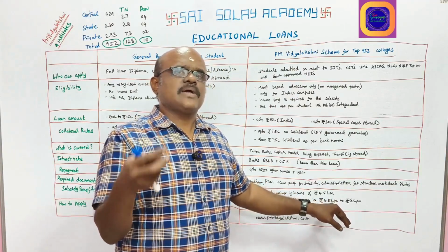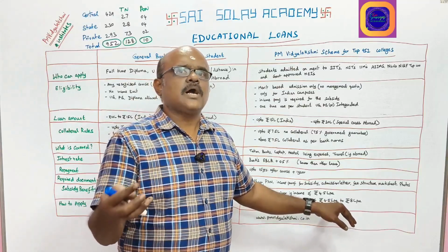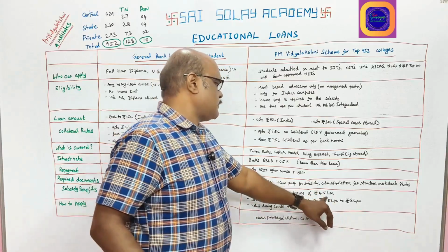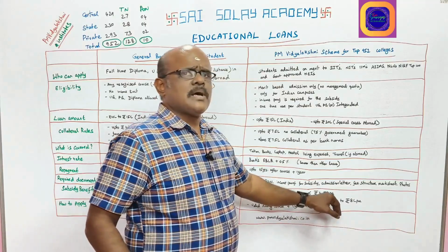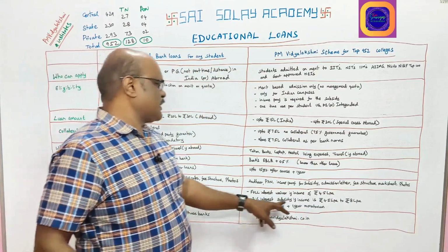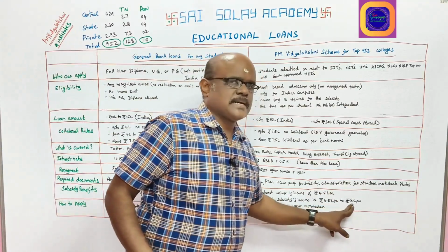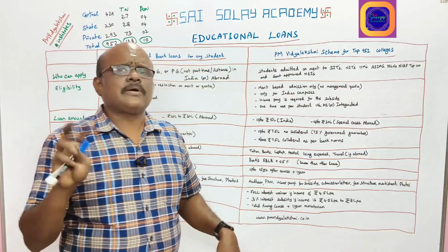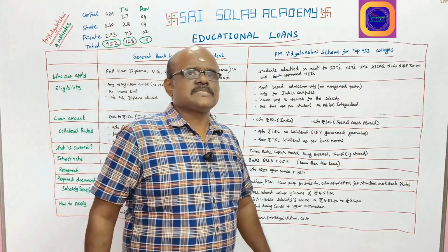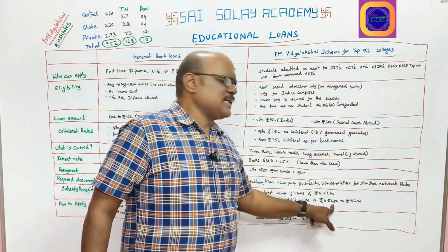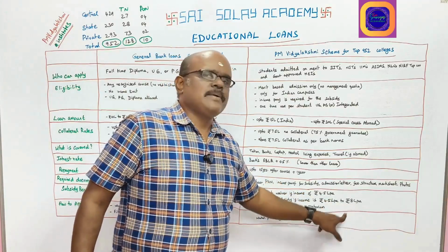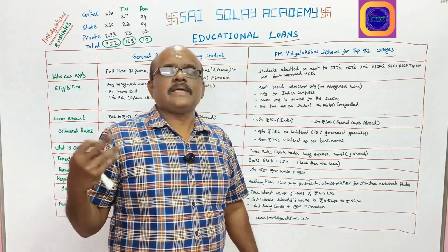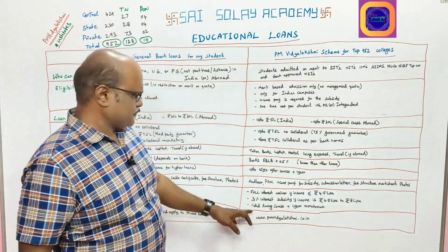So if you want the interest to be waived for your education loan, then you have to produce this income certificate once every year to the bank from which you are availing this loan. Next, if your family income is between 4.5 lakhs per annum and 8 lakhs per annum, then a 3% subsidy will be given on the interest rate. For example, if the interest rate is 11% and your family income is 4.5 LPA to 8 LPA, then a 3% subsidy will be given, and your interest rate will be 8%. That's the thing.